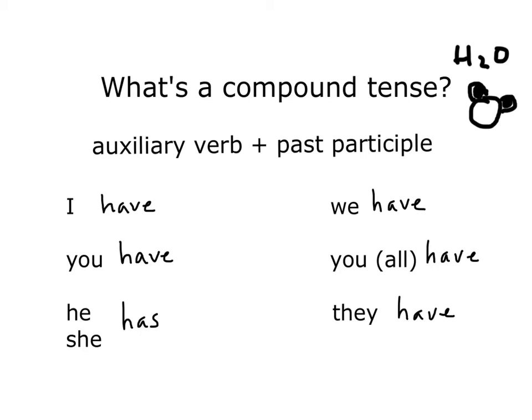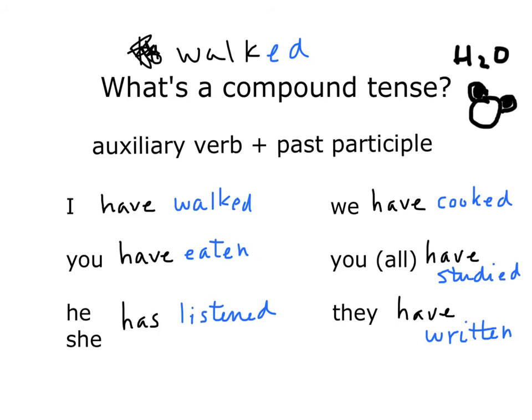Now we need a past participle. The past participle in English usually ends in ed or sometimes en. This is how we make them. We take a verb like to walk. We take off the infinitive marker and we add ed. So the full present perfect tense in English looks something like this. I have walked, you have eaten, he has listened, she has listened, we have cooked, you all have studied, they have written. So compound, two parts. Easy in English, it's not hard in Spanish either.